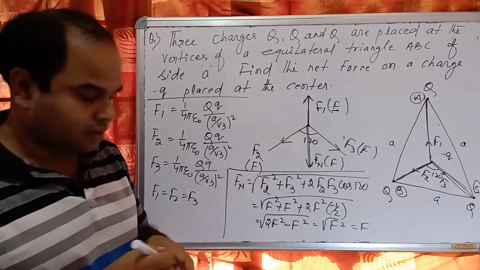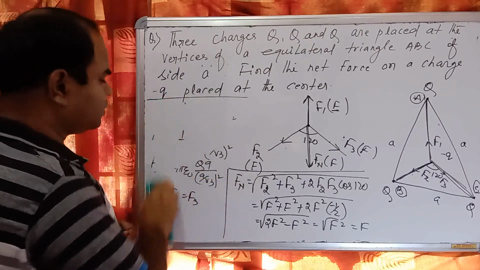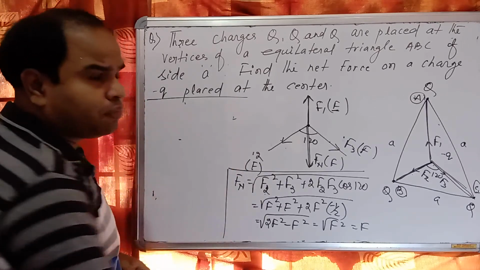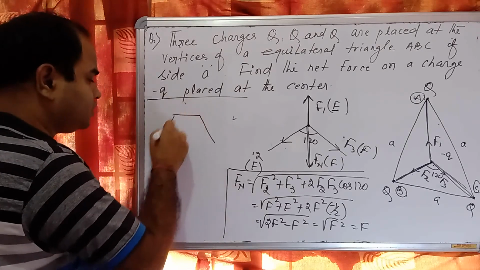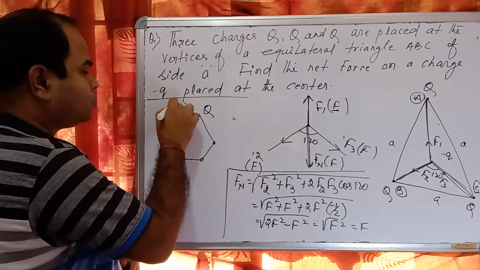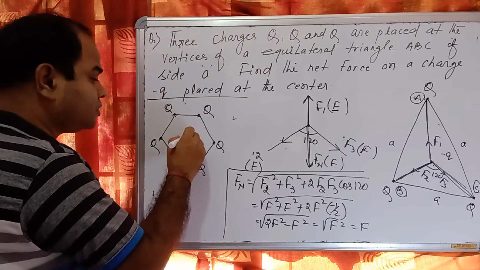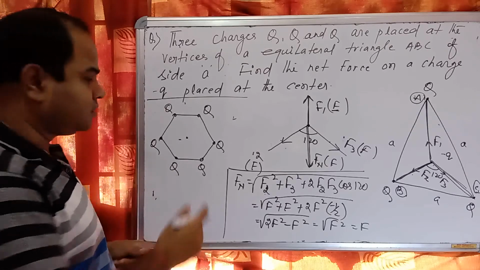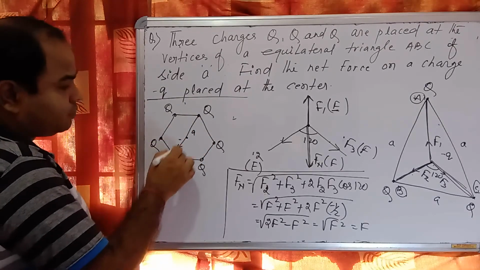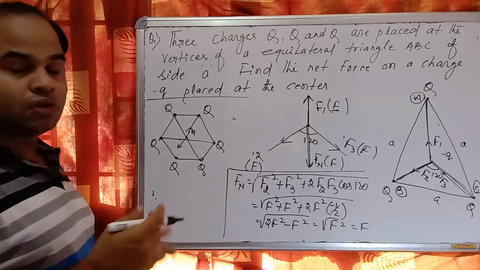So that means if we take a symmetrical figure, whether it is a triangle, a square, a hexagon or a pentagon, anything, and if you place equal charges at the vertices, then whether you place a positive or a negative charge at the center, the net force on the charge placed at the center is 0. If you place a plus charge, this charge will repel it in this direction, and this charge will repel it in this direction. So the forces cancel. So all the forces will be cancelled out.